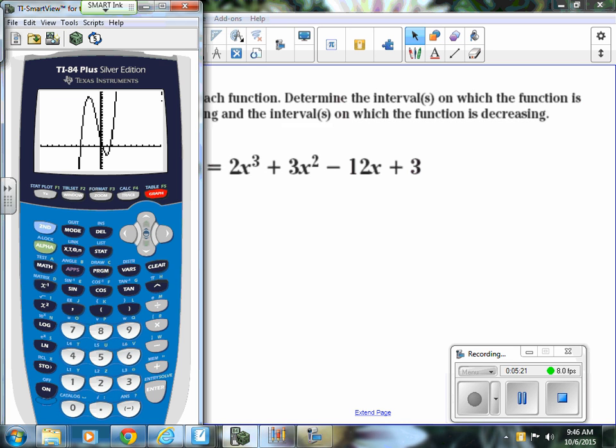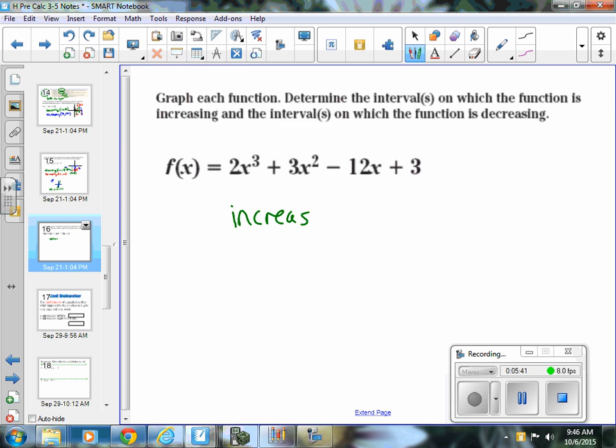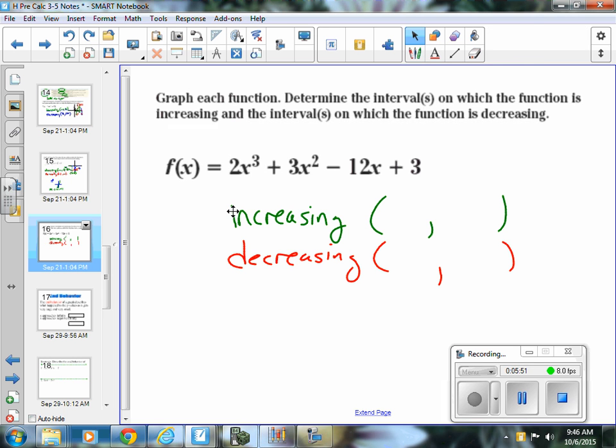Okay, so let's talk about what the graph is doing as you go left to right. It looks like the graph starts off increasing, and then it decreases, and then it increases again. So trying to keep some color coding here. There's really three intervals of this graph: an increasing, a decreasing, and an increasing. So I'm going to articulate that here. It's increasing from somewhere to somewhere, and then it's decreasing from somewhere to somewhere, and then it is increasing from somewhere to somewhere. All right, so let's see if we can figure out where those somewheres are.